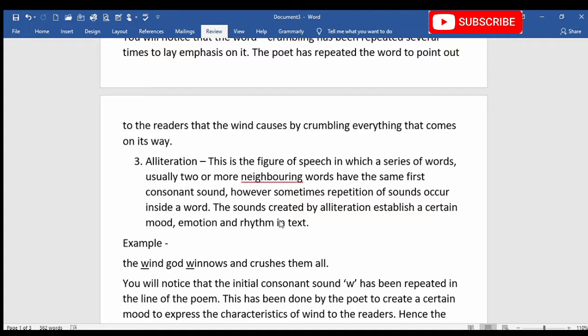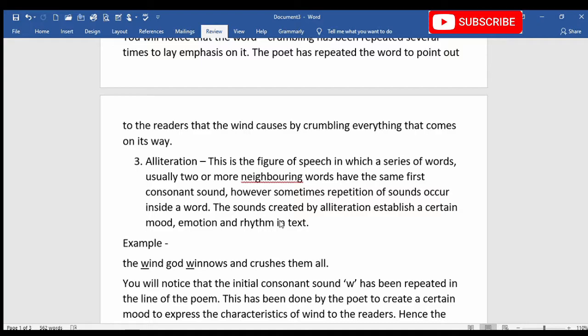So in this figure of speech you will find that in a line of a poem, two or more than two words will have the same initial consonant sound. Remember, it's sound, not alphabet. Sound is repeated. If you find such repetition in a line, you can say that it's an example of alliteration.